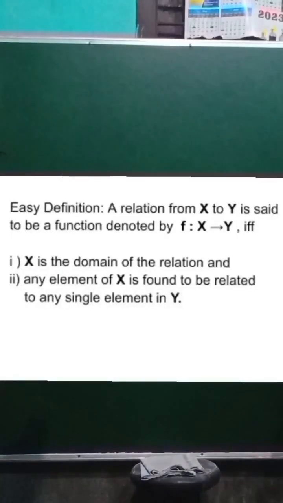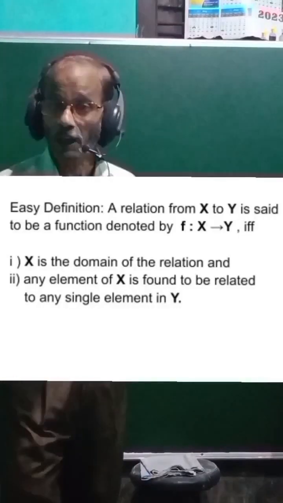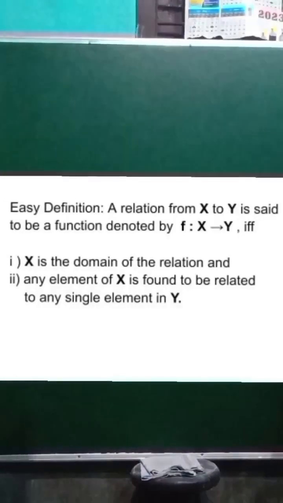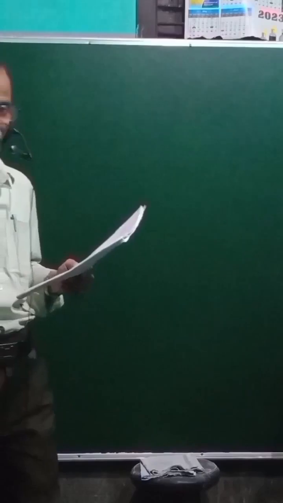A relation from X to Y is said to be a function f from X to Y if and only if condition 1: X is the domain of the relation, and condition 2: any element of X is found to be related to a single element in Y. Let us understand this with the help of arrow diagrams. If you understand the arrow diagram, then you can think that you have learned functions thoroughly.